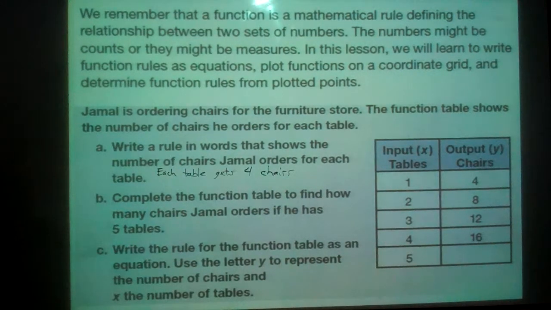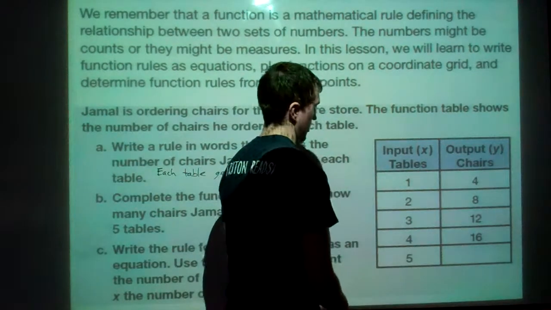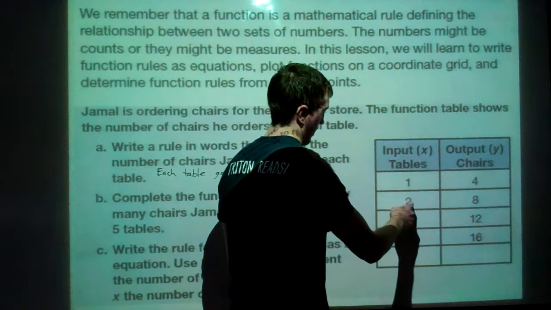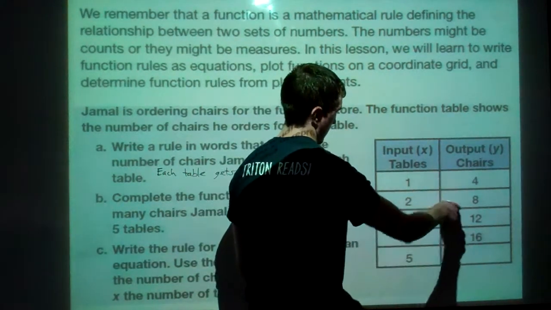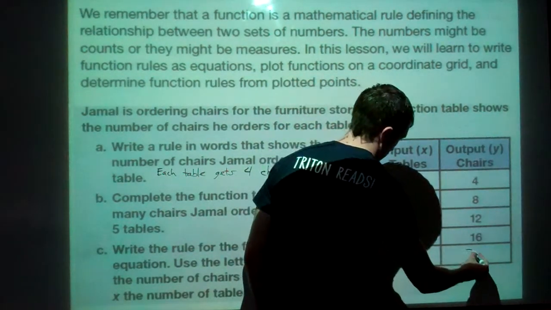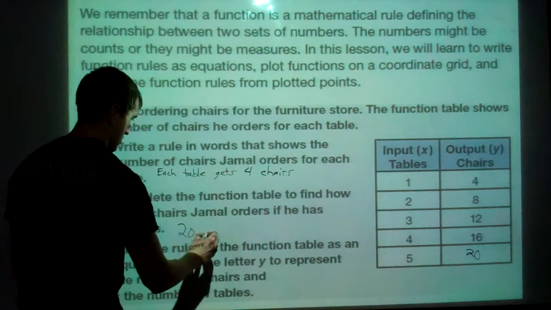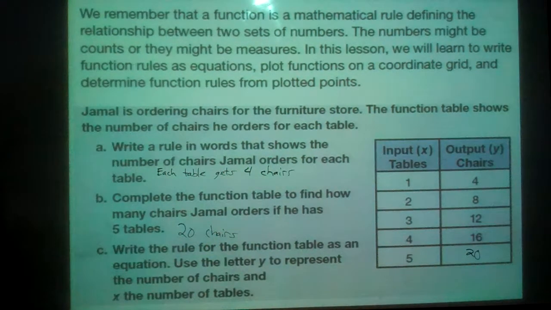Okay? Now we want to complete the function table to find out how many chairs he'll order if he has 5 tables. Since we're going to have 4 chairs for each table, we just take each input and multiply it by 4. 1 times 4 is 4, 2 times 4 is 8, 3 times 4 is 12. Okay, so 5 times 4 would be 20. So it'll be 20 chairs if there are 5 tables.